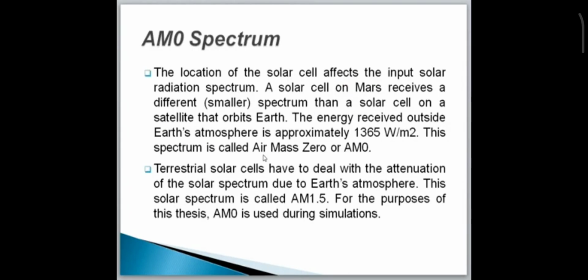Next, we will discuss the solar spectra. The solar spectrum we are using in this example is the AM0 spectrum. The location of the solar cell affects the input solar radiation spectrum. A solar cell on Mars receives a different spectrum than a solar cell on a satellite that orbits Earth. The energy received outside Earth's atmosphere is approximately 1365 watt per meter square. This spectrum is called air mass zero.